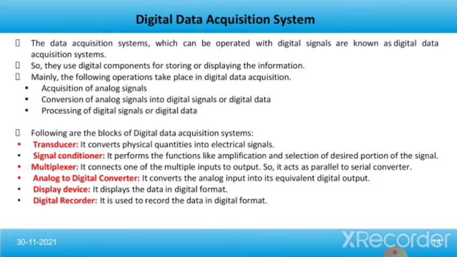First one is a transducer. It converts physical quantities into electrical signals. Next is a signal conditioner. It performs functions like amplification and selection of the desired portion of the signal. Next is the multiplexer. It connects one of the multiple inputs to the output, so it acts as a parallel to serial converter. Next, the analog to digital converter. It converts the analog input into equivalent digital output. Next is the display device. It displays the data in digital format. And lastly, the digital recorder, which is used to record the data in digital format.